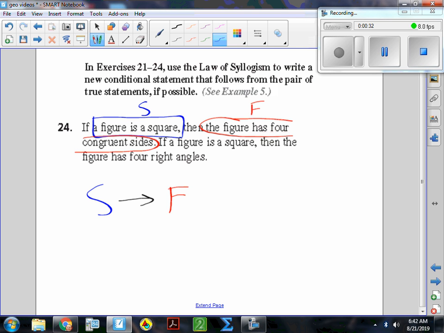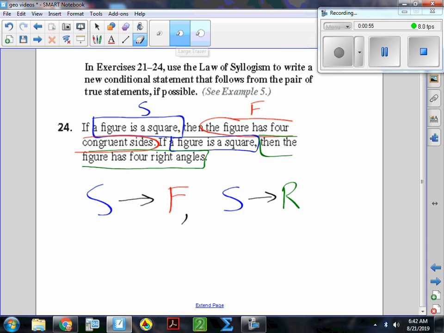The next statement says, if a figure is a square, then it has 4 right angles. Let's see, this time we'll use R for right angles. And since they both say 4, I'm going to get rid of the F and I'll use C for congruent. So my two statements say if a figure is a square, then the figure has 4 congruent sides. If the figure is a square, then the figure has 4 right angles.